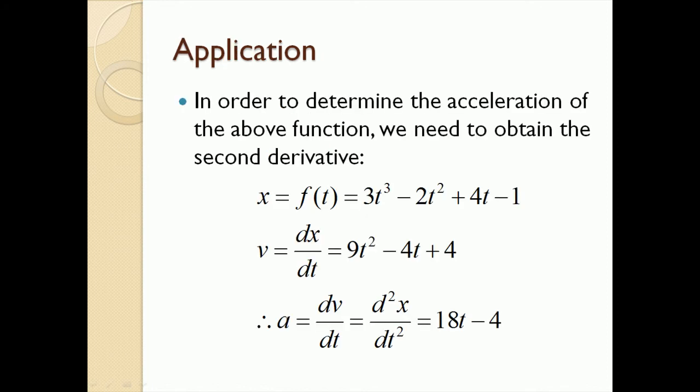In order to determine the acceleration of the above function, we need to obtain the second derivative. If x is equal to f of t and v is equal to dx by dt, therefore a is equal to dv by dt, which is equal to d2x on dt squared, and this is equal to 18t minus 4.